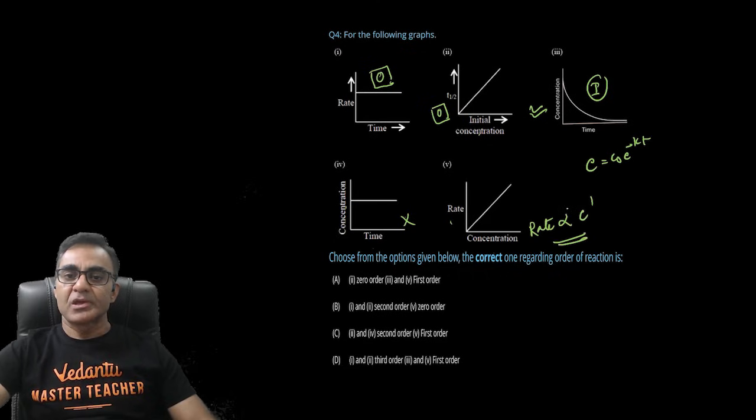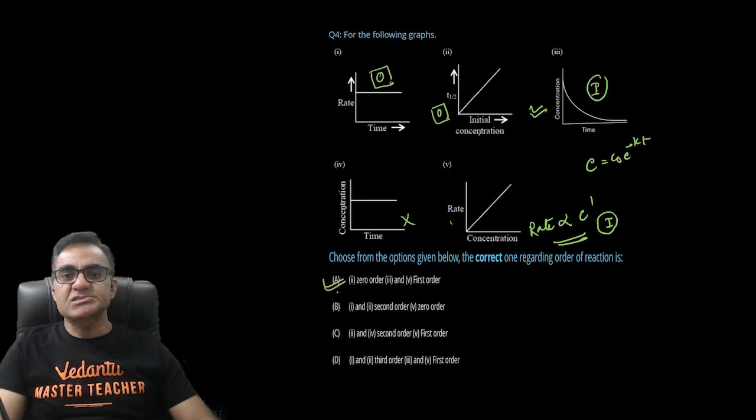C to the power 1. So let's check in which options this will be correct. Second is zero order, okay. Third and 5 is first order. Yes, this is going to be your correct answer. Second is 0. Third and 5 are first order reactions, so this is absolutely correct.